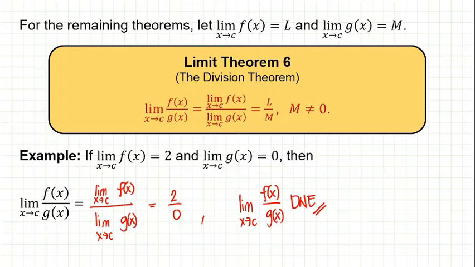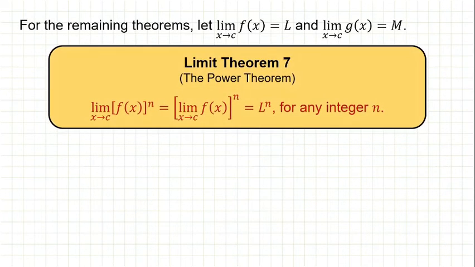Now, let's have the seventh theorem. So that is the power theorem. So according to the theorem, the limit of f of x to the power of n as x approaches c is equal to the limit of f of x as x approaches c to the power of n, or equal to L to the n. So ang ginawa lang natin dito, pinasok natin yung limit sa loob. Okay? So take note, our n here is an integer.